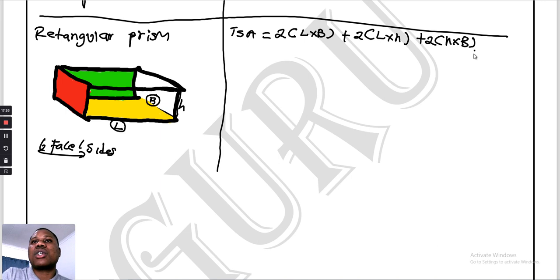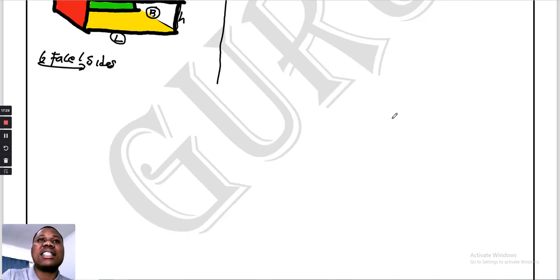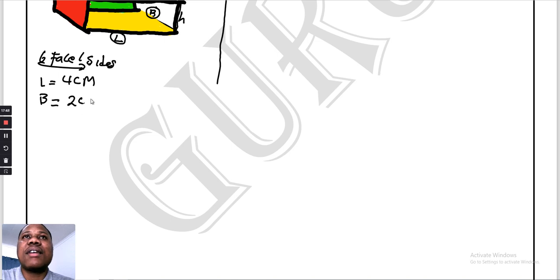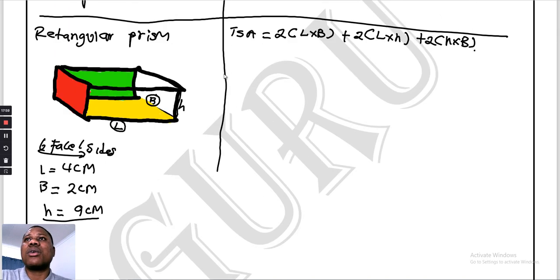Okay, so I'm just going to show an example now. Let's say, for instance, our length is given as 4 centimeters. And then our breadth is given as 2 centimeters, and then our height is given as 9 centimeters. Right. So how are we going to calculate our total surface area? What we have to do is substitute, and that is all.